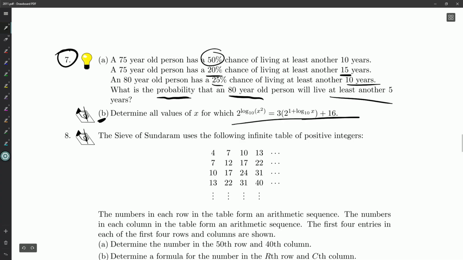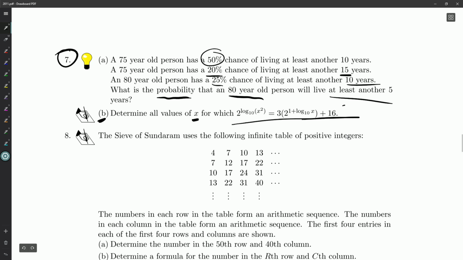Oh, it's a log equation question. They throw these at you around questions 6 and 7. Determine all values x for which 2 to the log base 10 of x squared is equal to 3 times 2 to the 1 plus log base 10 of x plus 16.